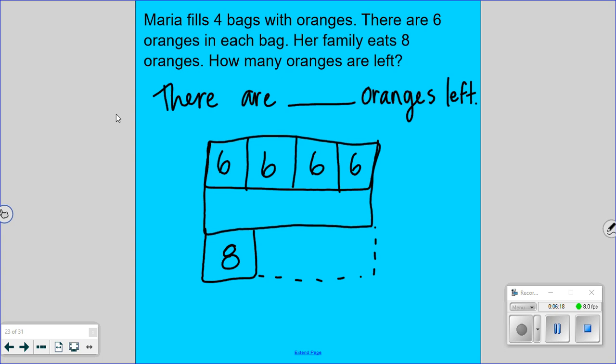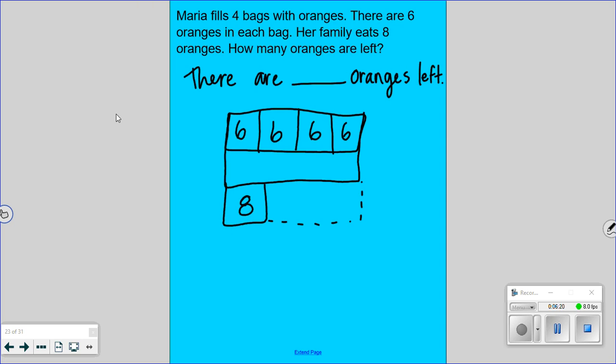So now we need an equation. This looks kind of crazy. Start with what I need to solve first. Owen, what do I need to solve first? 6 plus 6. Keep going. The whole thing. And then equals 12. 6 plus 6 equals 12. Then 12 plus 12 is 24.